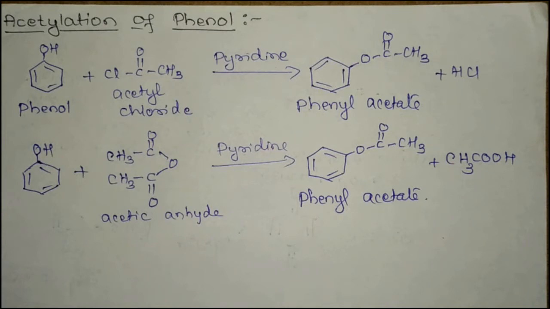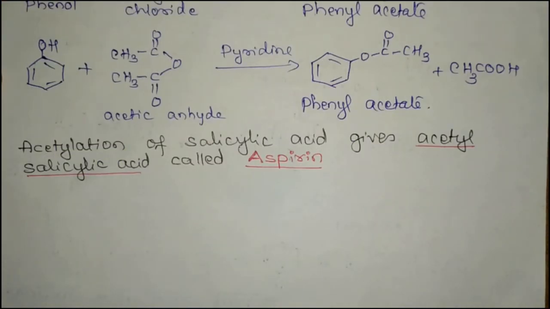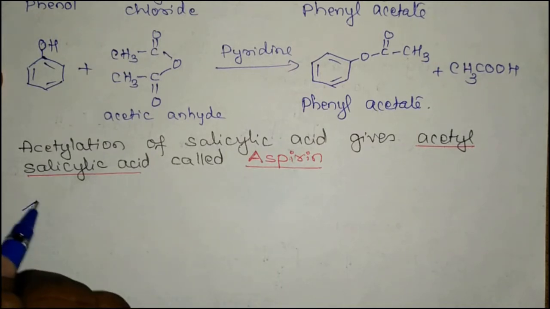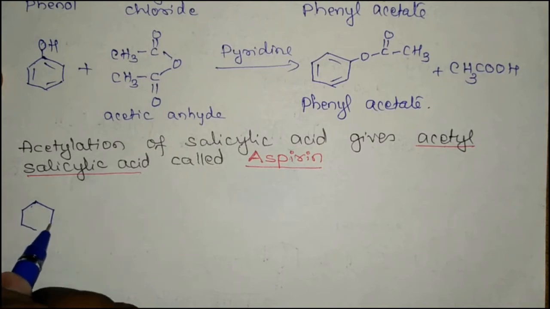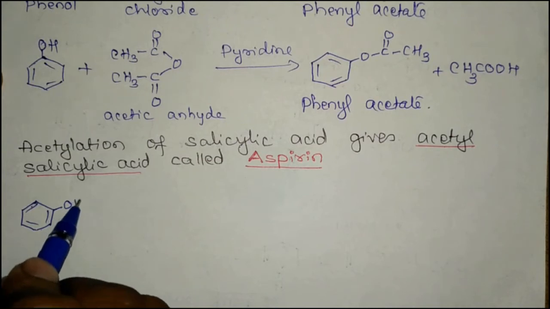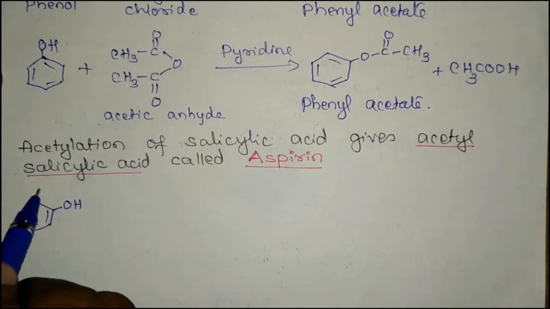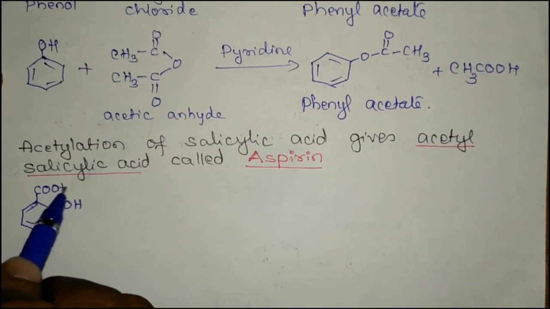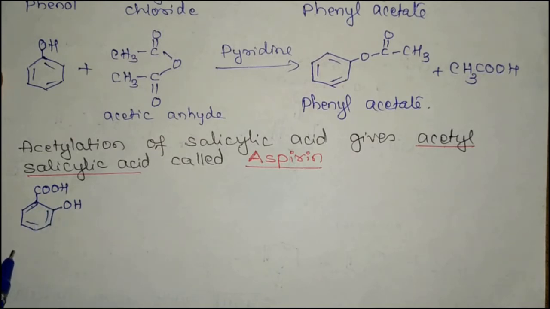Now we'll discuss acetylation of salicylic acid. Salicylic acid on acetylation gives acetyl salicylic acid. This is also called aspirin. Salicylic acid is C6H4, here OH and here COOH. This is salicylic acid.